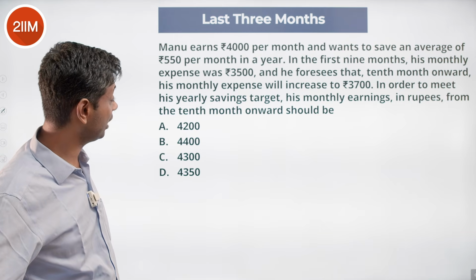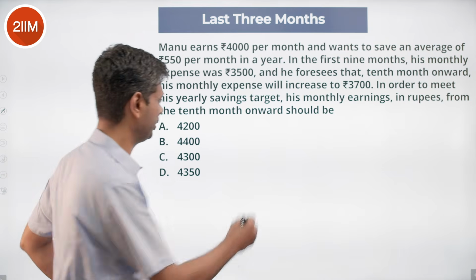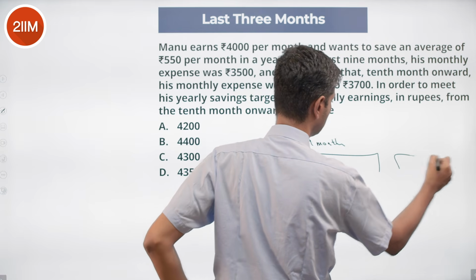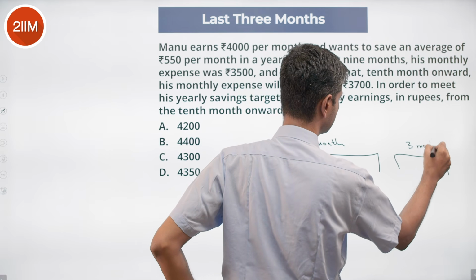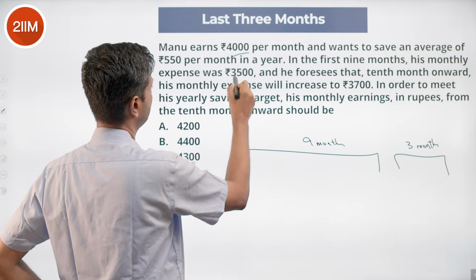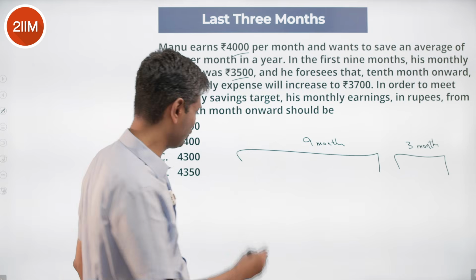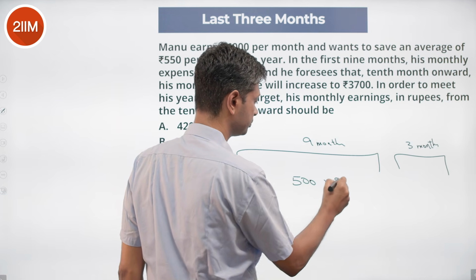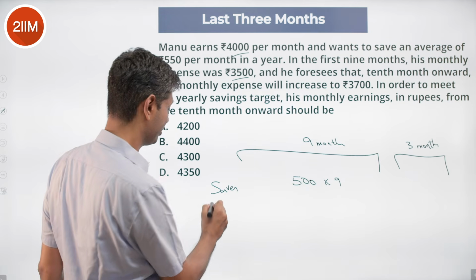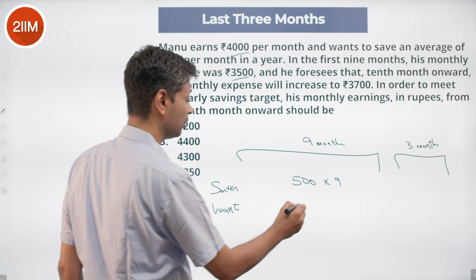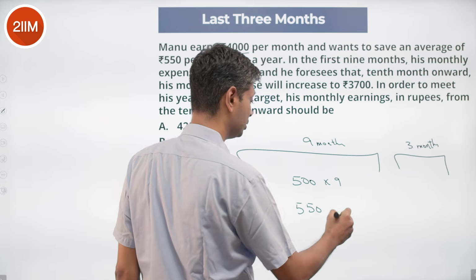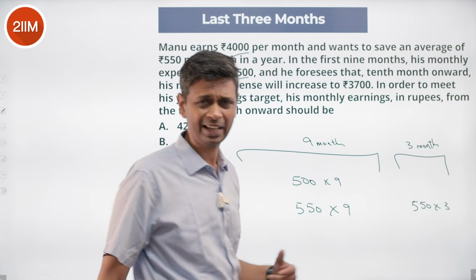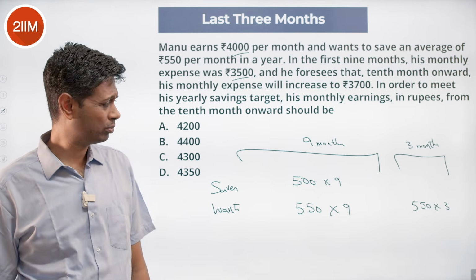Nice. For the first 9 months, he saves 500 bucks. I'm going to break this as 9 months and 3 months. 4,000 minus 3,500 happens for 9 months, so he saves 500 into 9. He wants 550 into 12. I'm going to break it as 550 into 9, 550 into 3. I can do this very algebraically with a big equation, but I'm going to do it more intuitively.